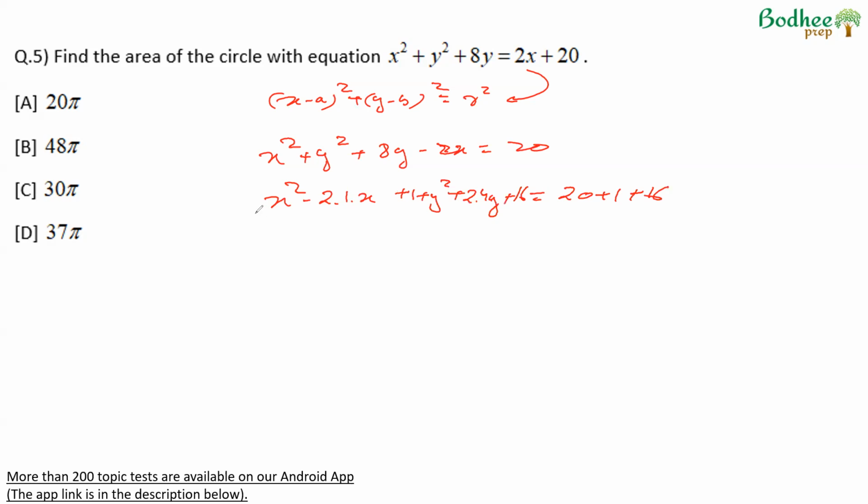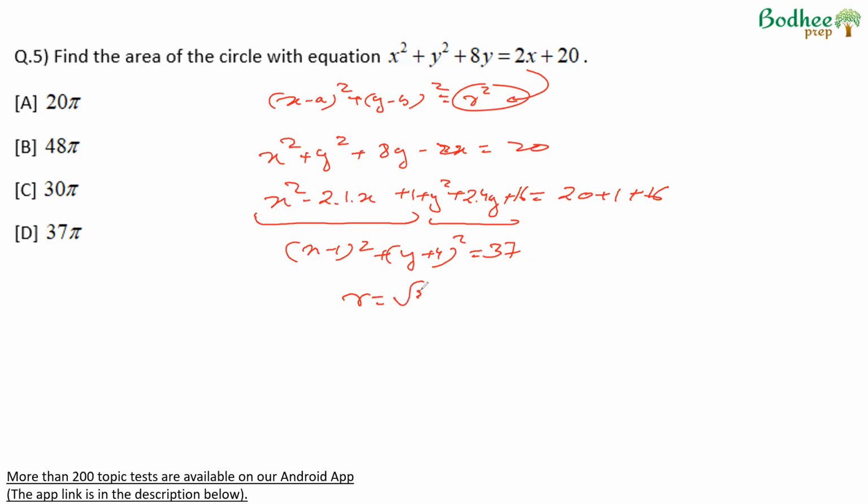So this becomes (x minus 1) whole square. The remaining part becomes (y plus 4) whole square. On the right hand side, we have 37: 20 plus 1 plus 16. Now, this 37 will be r square. So the radius of this circle is nothing but root of 37.